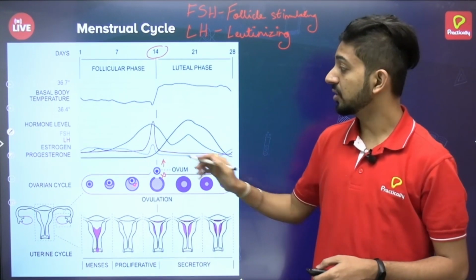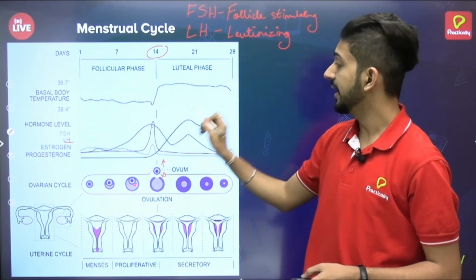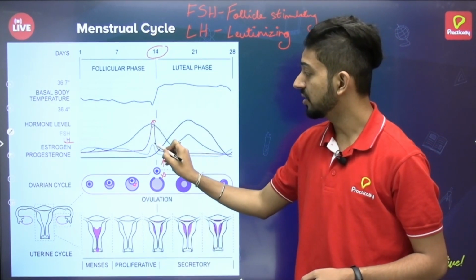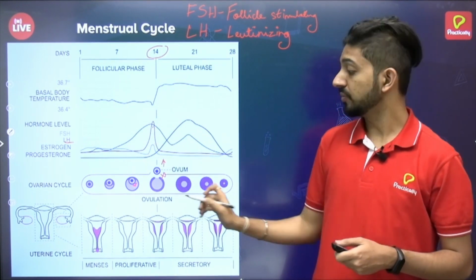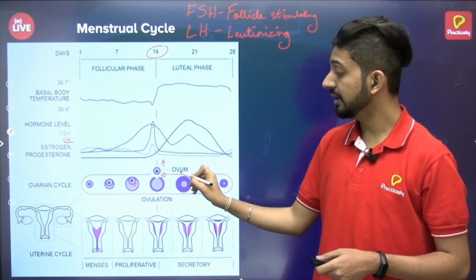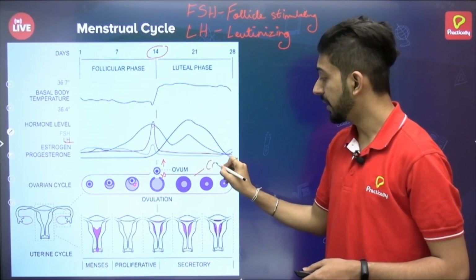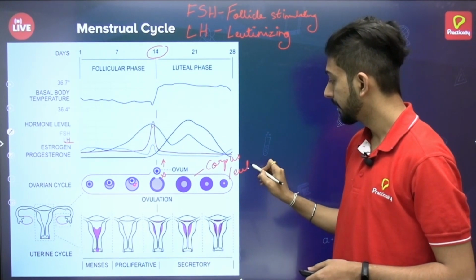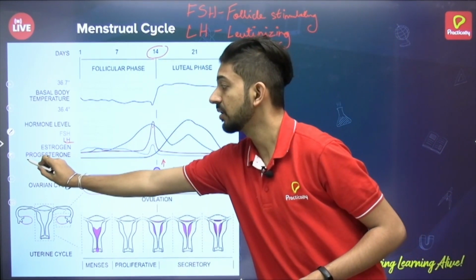And this happens because of a sudden rise in the luteinizing hormone, LH. So you can see here is an LH surge, and also there is a rise in FSH. Because of the sudden rise in these two hormones, the Graafian follicle ruptures and the ovum is released, and then the remaining part of the Graafian follicle turns into a part called corpus luteum, and this part secretes progesterone.